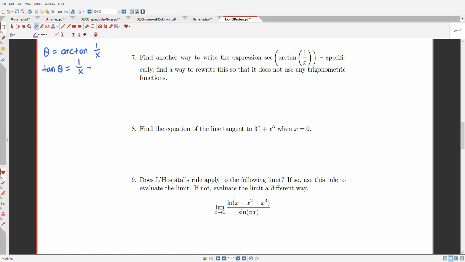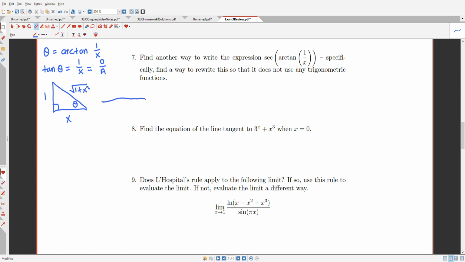Alright, this is really a pre-calc question. This question could have been asked in your pre-calc class. And tangent, when you're talking about a right triangle, refers to opposite over adjacent. So this tells us we can draw a right triangle, label one of the angles theta, and then the opposite I can make 1, the adjacent I can make x. By the Pythagorean theorem, the hypotenuse is 1 squared plus x squared, all in a square root.